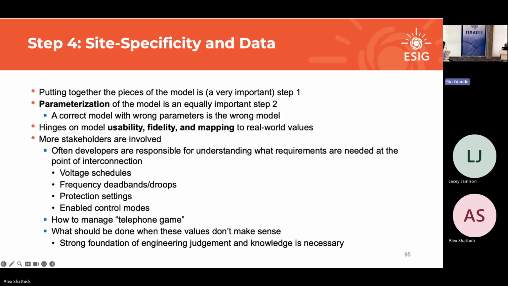Site specificity, too much talking for big words. I should have put that at the beginning. Very important as well. We already talked about it, I'll hammer it home again.